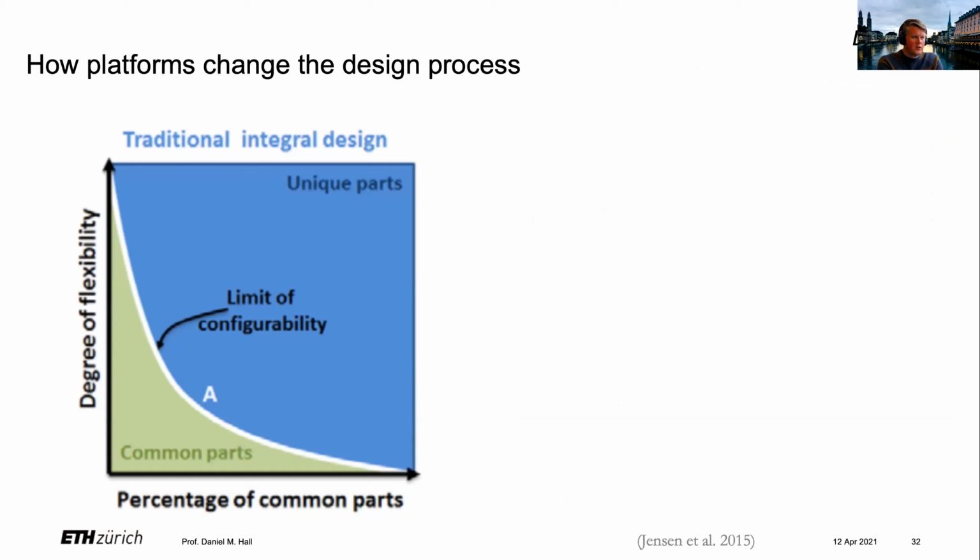Sorry for the low resolution, but here we have a conceptual view of how platforms change the design process. So traditionally, you have a limit of configurability. You have a small percentage of common parts, and then you have a lot of unique parts. And you can only configure where this gap is between your common parts and your unique parts.